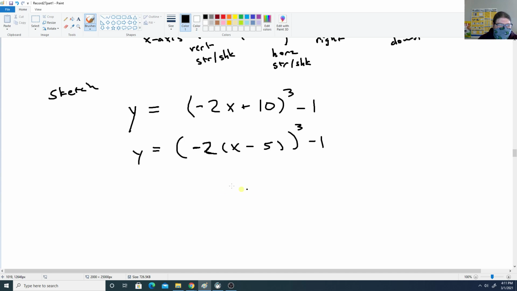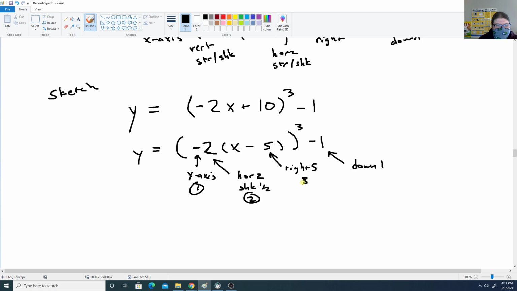So in this one, now that we've got it down to this point, we say, okay, this is a y-axis reflection. This right here is a horizontal shrink by a half. This right here says I'm going to the right 5. And that out there says I'm moving down 1 unit. So reflections first, shrink second, right 5, down 1.